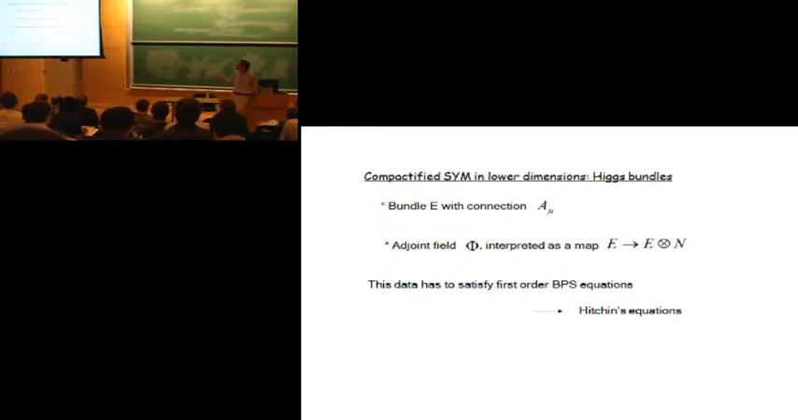And this Higgs field, you should think of it as a map from E to E tensor N, where N is some twisting bundle, and the precise bundle that you need depends on the dimension that you're in. Okay. And further, we want to preserve N=1 super-Poincaré covariance in 4 dimensions. That means that this data, phi and A, has to satisfy some first-order BPS equations, and they're essentially Hitchin's equations. Okay. So this is the analog of the heterotic story. So instead of a bundle which is Hermitian Yang-Mills, we get a Higgs bundle satisfying Hitchin's equations.